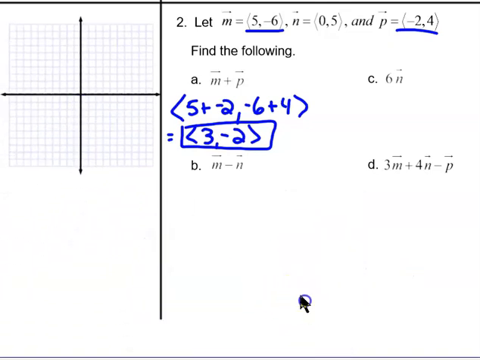Maybe I'll put it here. So if I have 5, negative 6, right 5, down 6, we have this vector. And we're putting it together with negative 2, 4. Negative 2, 4.